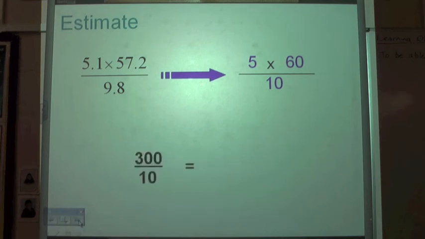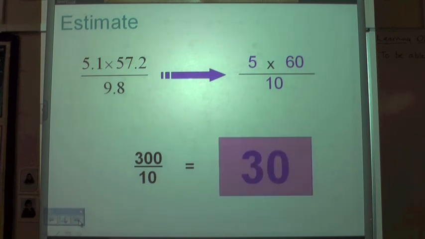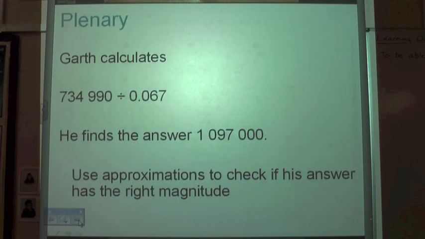5 times 60 is 300, divided by 10 gives you an answer of 30. As an approximate answer. If you try to work this out and got an answer of 300 or 3 or 50 or 70, you know you're in the wrong ballpark, so you need to change your questions and review what you've done. So, here's one for you to have a go at.